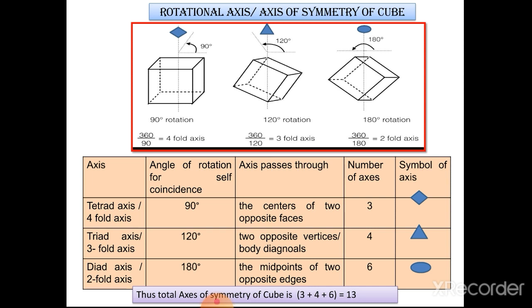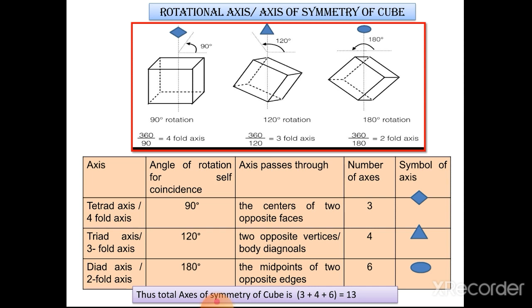Since the cube has a total of 6 faces, if we consider the opposite pairs, then we have a total of 3 opposite pairs. Hence the cube has 3 tetrad axes, and a diamond is the symbol of this tetrad axis.